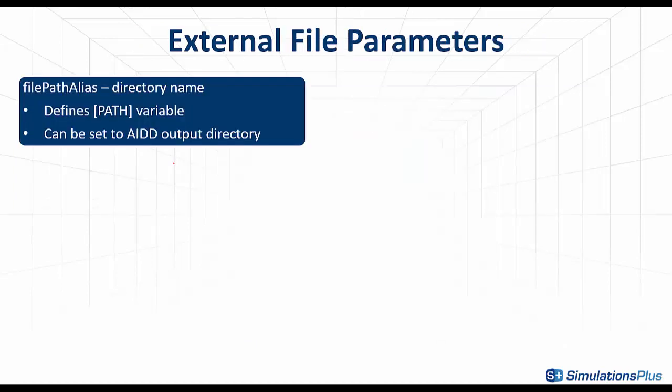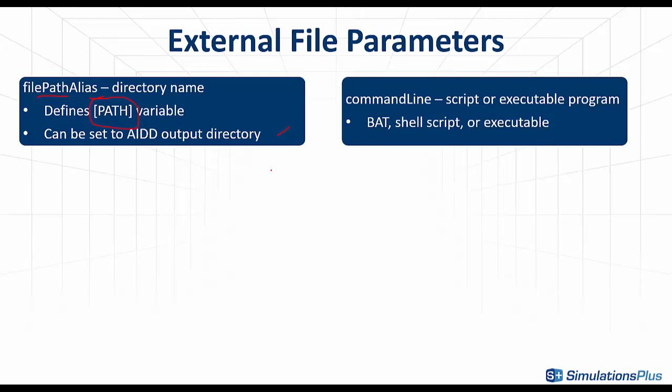This next slide outlines the parameters in the external file. So first, there's a file path alias that you would set to a folder or directory, and it also defines this variable called path that's enclosed in square brackets. And when I run AIDD with an external application, which I'll demo at the end of this talk, I typically set this variable to the AIDD output directory. That way all the files from the external application and the AIDD run are in one directory.